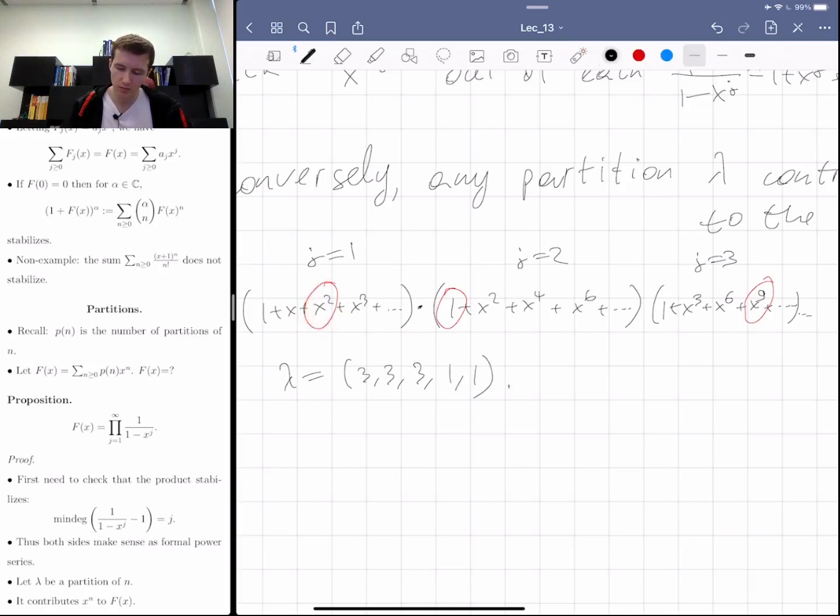That's lambda. And the size of lambda is equal to the sum of these parts, so it's 11. And x to the n is, if you just multiply the corresponding terms, you get x squared times 1 times x to the 9, which is x to the 11. That's how the correspondence actually works.